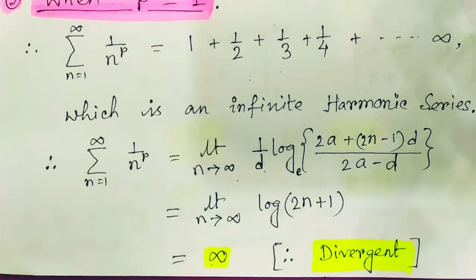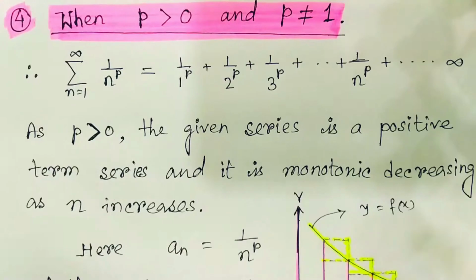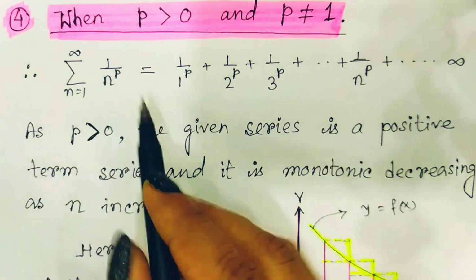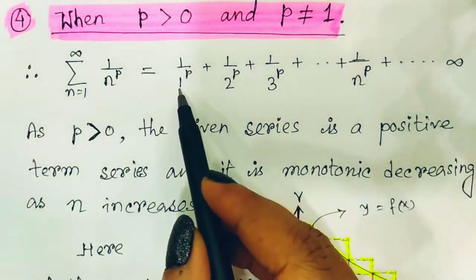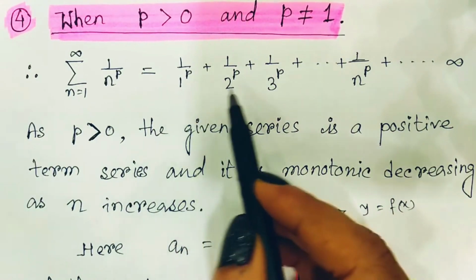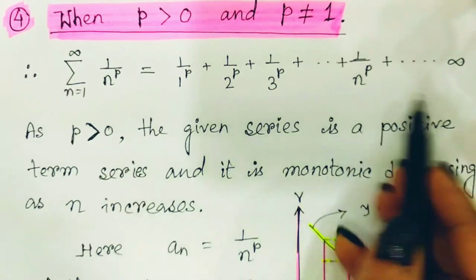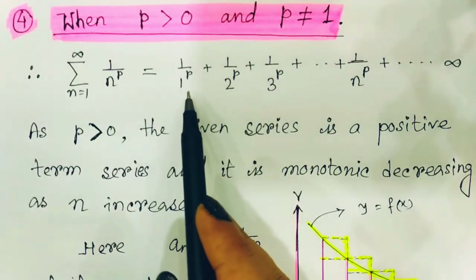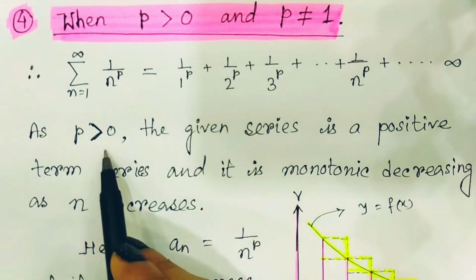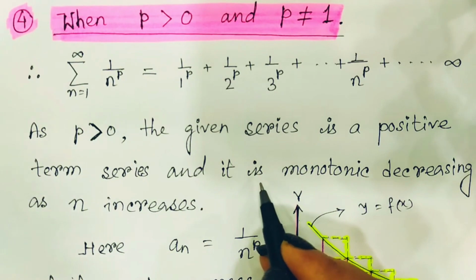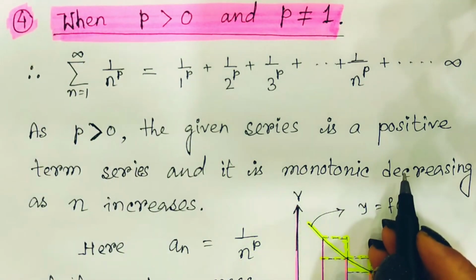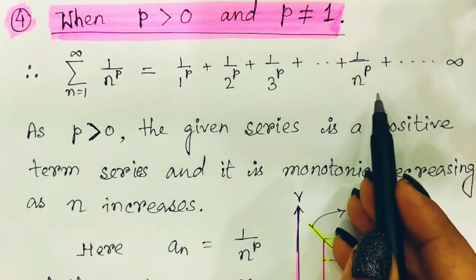Next we discuss if the P value is greater than 0 and it is not equal to 1, then what happens? Have a look. If P is greater than 0 and it is not equal to 1, then in 1 to the power P or 2 to the power P, none of these terms are negative. So as P is greater than 0, the given series is a positive term series, and it is monotonically decreasing as the value of n increases.